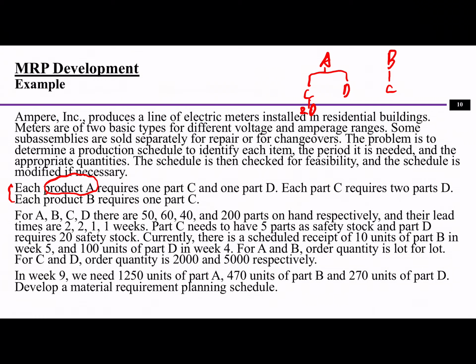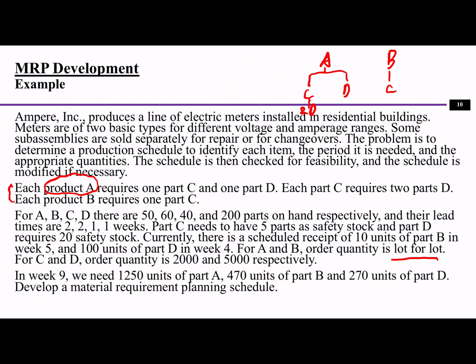All right. I need to explain some terms here. So one is lot for lot. Lot for lot means I only order what is needed, right? If I only need 20, I'll order 20. If I only need 21, I'll order 21. If I only need, say, 335, I only order 335. So that's lot for lot.